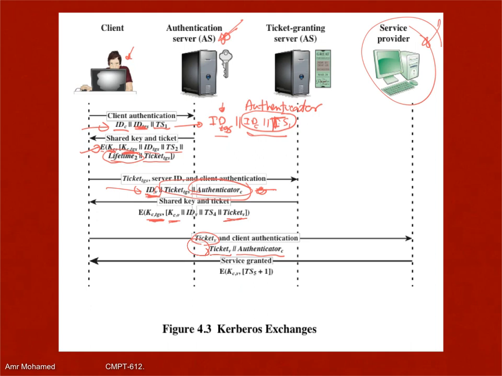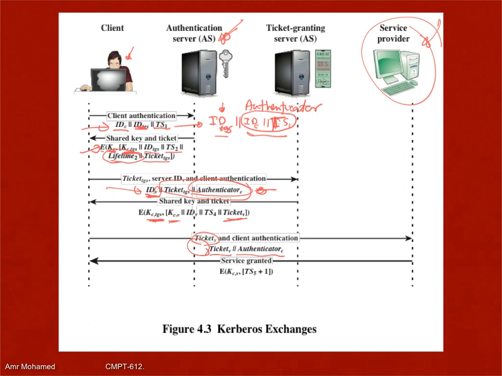So three steps. First step, I want to communicate with the ticket granting server, and I'm presenting myself the first time using only my ID, because I don't yet have any shared key. I will get a message encrypted with a key that's based on my password, and this message has two major things: a ticket and a session key. Using the session key, I will send it to the TGS server to present myself and request to communicate with a service provider, like an email server or something.